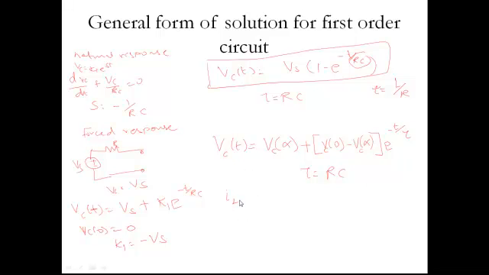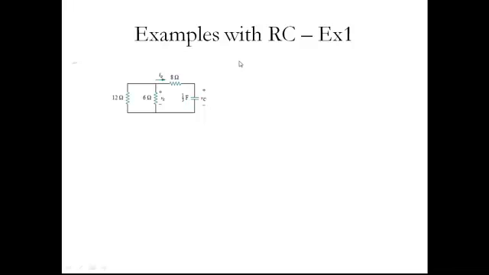Similarly, for IL of t, you can write it as IL of infinity plus IL of 0 minus IL of infinity times e power minus t by tau. Tau is equal to L by R. Okay. So please remember these two equations. From here onwards, we will work only with respect to these two equations. Now let us see some examples with the RC network. Later in the next video, I will tell you some examples with the RL network.